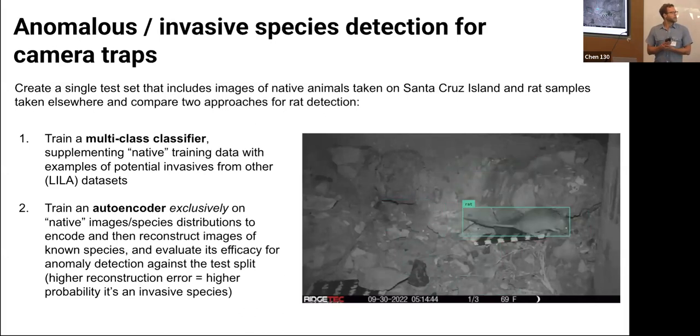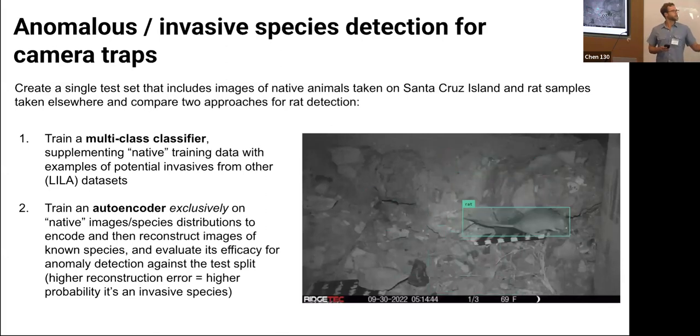Essentially, I'm going to take mostly data and classes from an island that we work on called Santa Cruz Island, which is the largest island in California. It's off the coast of Ventura, California. And supplement those with rat images taken elsewhere, because up until this point, rats have never been on Santa Cruz Island. We don't have training data taken on camera traps on the island.